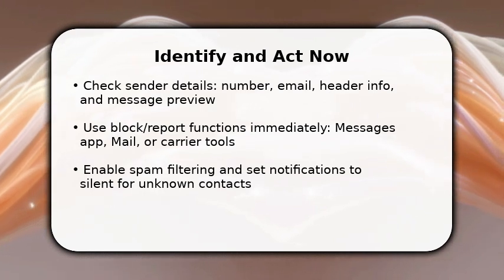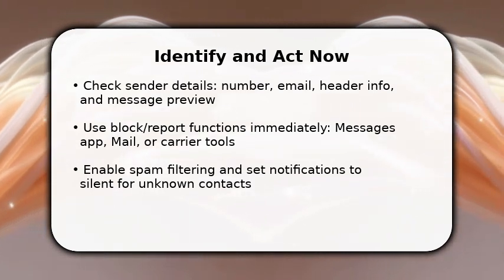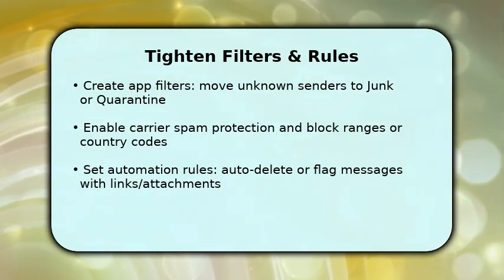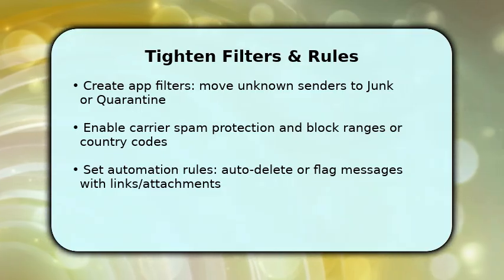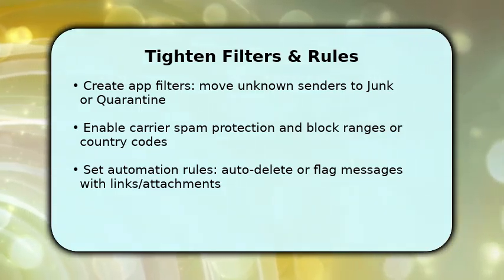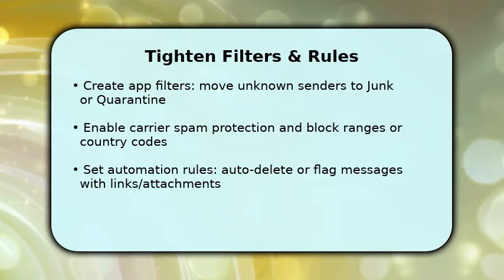Now you take control with rules and services that catch unknown messages before they reach you. First, configure your mail or messaging app filters to route unknown senders to junk or quarantine. Include rules for messages containing links, attachments, or suspicious keywords.